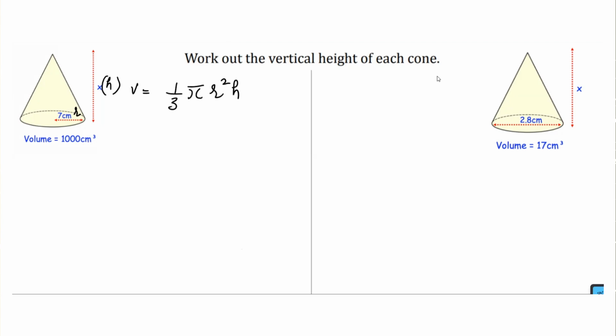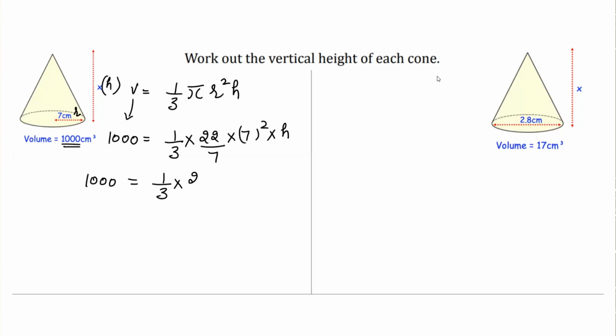Since the radius is 7, a multiple of 7, in place of pi, I will use 22 over 7. So V is already given, which is 1000. In place of V, we will write 1000 equals 1 by 3 into 22 over 7 into 7 square into h. So 1000 equals 1 by 3 into 22 over 7 into 7 into 7 into h. So we can simplify. 7 ones are 7, 7 ones are 7. We can take 3 to this side. We'll get 1000 into 3 equals 22 into 7 into h.